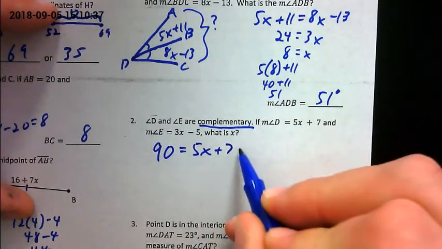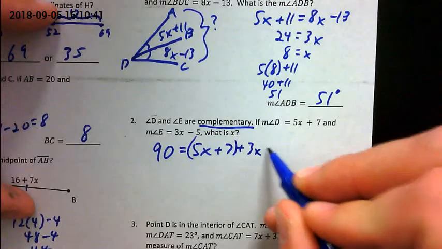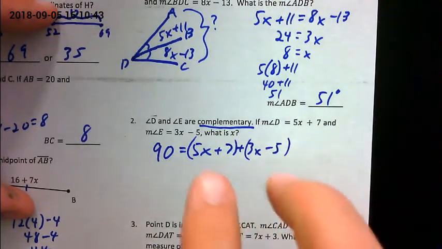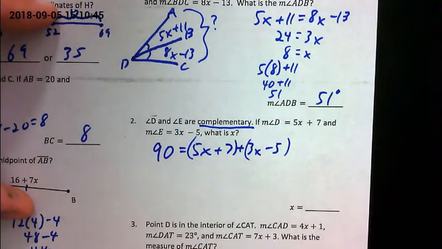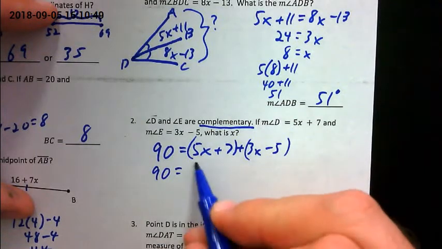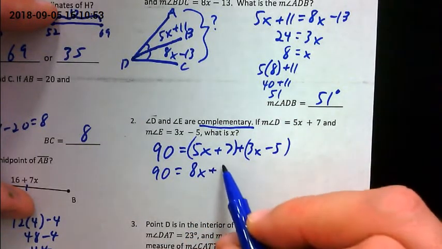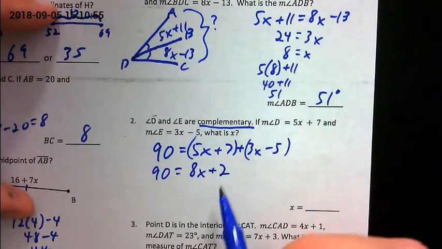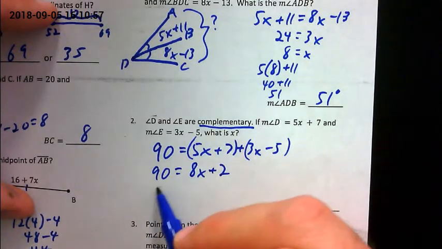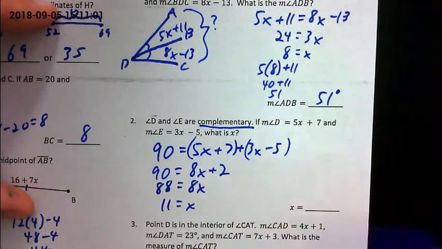So we're adding up these two expressions. Again, you don't even need parentheses here. I'm just doing it for the sake of showing my work. So I'm adding the two angles, saying it equals 90. So we'll combine our like terms. 5x and 3x is 8x. 7 and negative 5 gives us 2. So now solve for x. Subtract the 2, you get 88. Divide by 8 and you get 11.